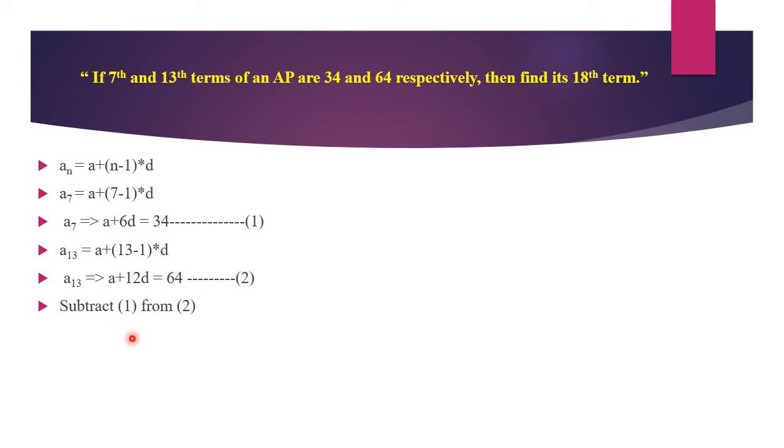I am going to subtract here the first equation from the second equation. Then we have, remember, whenever we have two different terms that have to be subtracted, always put them inside the bracket. Therefore, the second equation I can write as a plus 12d, that is left side minus left side, right side minus right side of both equations.